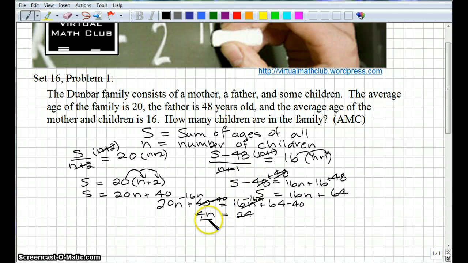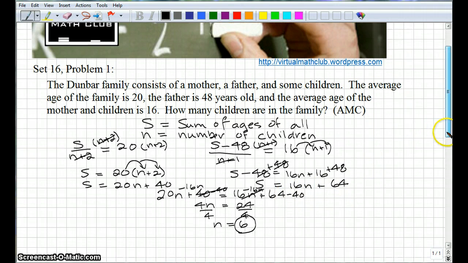Now if I divide both sides by 4, I actually get n equals 6. And we defined n to be the number of children, so that's our answer. The number of children is 6. Alright? And with these types of problems, it's really easy to go ahead and check your answer too.